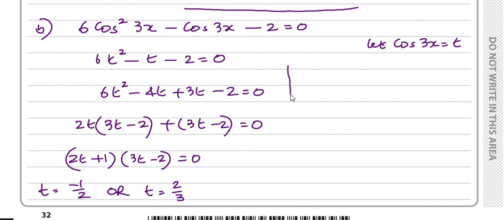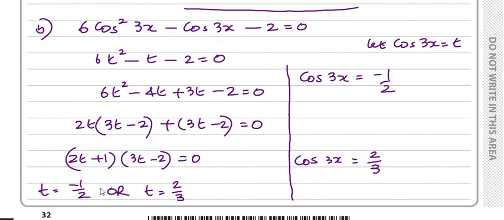Since we have already assumed that t is equal to cos 3x, these values are for cos 3x. So therefore, cos 3x is equal to minus 1 over 2, or cos 3x is equal to 2 over 3. Okay. Therefore, 3x will be equal to cos inverse of minus 1 over 2. Putting into the calculator, I get 3x is equal to 120 degrees.